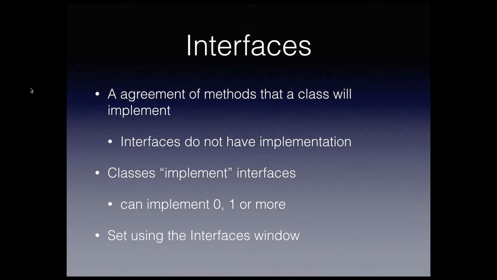The classes are said to implement these interfaces. And a class can implement as many interfaces as you want to stick on it. So unlike inheritance, where a class can only inherit from one superclass, a class can implement as many interfaces as you need. Most of your classes probably don't have any interfaces on them, but you can certainly have 1 or 100 interfaces on there, whatever works for your design. And you set these up using the interfaces window.